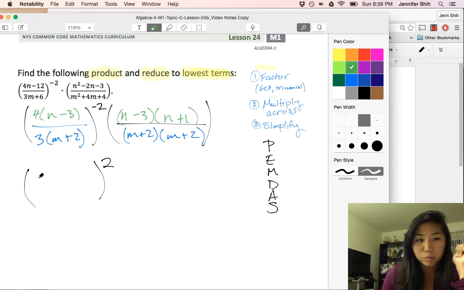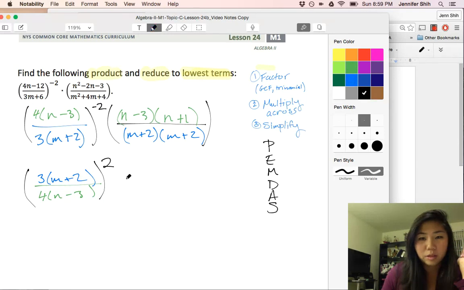So I'm going to switch the numerator and the denominator. Okay, and then at this point, we're just copying down the rest here. N minus 3, n plus 1 over n plus 2, n plus 2.